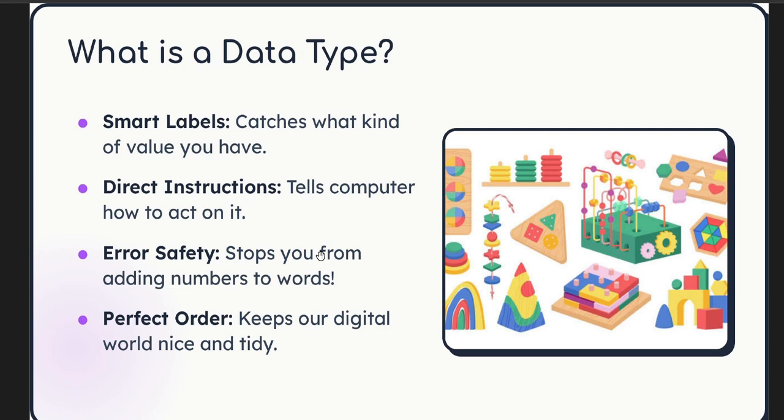For instance, if the data is int, perform addition or subtraction. If the data is string, perform concatenation. If the data is list, append an item to the list. Thus, it stops you from adding numbers to words and maintains perfect order of the code.